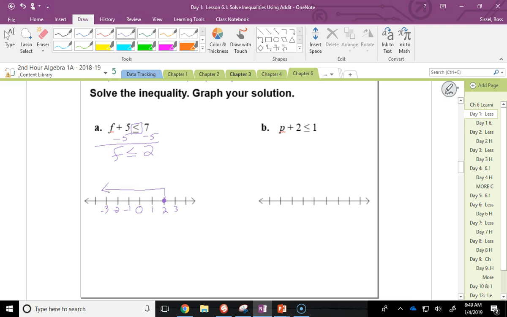All right, so let's try B. I'm going to do this one with you, then I'll have you guys do a couple more. I'm going to go ahead and subtract 2 from each side. I'd have P is less than or equal to 1 minus 2, gives me -1. I'm done. P's all by itself. So now I'm going to go 0, 1, 2, 3, -1, -2, -3. Open or closed dot? Closed dot at -1. And since P is less than, we're going to the left.